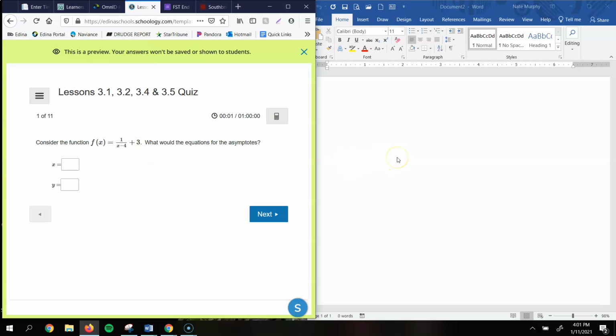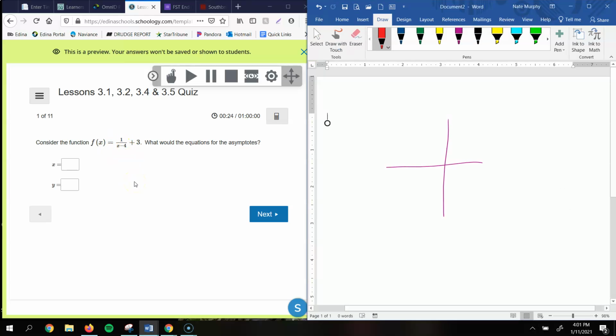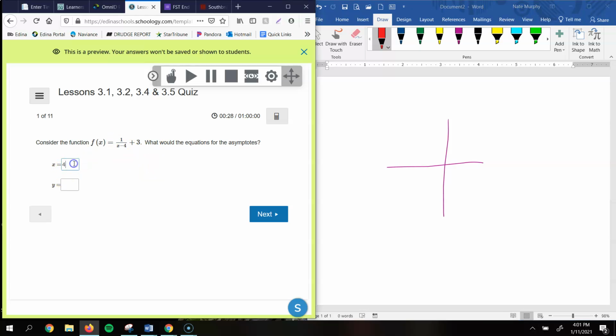All right, so for this one, it says, consider the function y = f(x) = 1 over x minus 4, plus 3. What would the equations be for the asymptotes? Well, the vertical asymptote would be at x equals something, and that we get, remember, from the denominator of this fraction here, the x minus 4. There's a couple ways you could look at this. So one is that we could set this equal to 0 and solve this x minus 4, and we would get x equals 4.